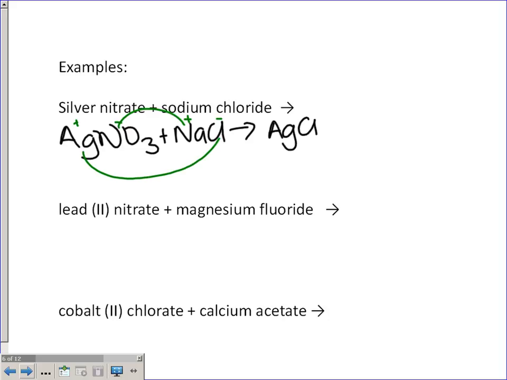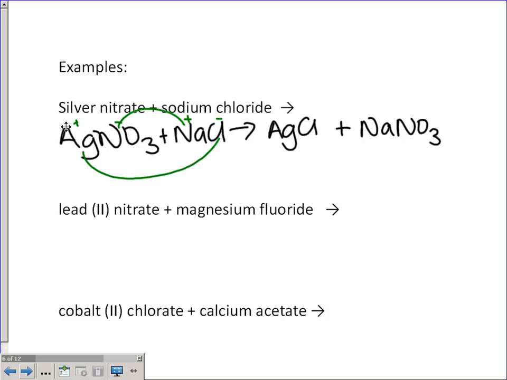AgCl plus NaNO3. Again, sodium has a +1 charge, NO3 has a -1 charge. In order for this reaction to run, either silver chloride or sodium nitrate must be insoluble.